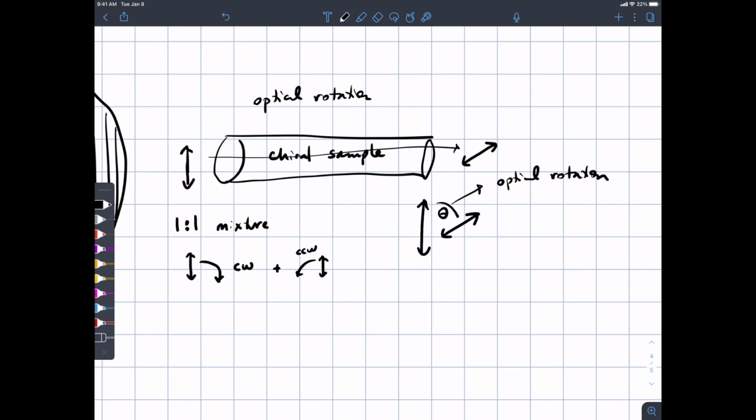Okay, and we call that angle, instead of calling it theta, we call it alpha, and we normalize it for path length and sample concentration, and we put it in brackets. So two enantiomers will rotate light by the exact same amount, but in opposite directions, because the physical basis for this is that the enantiomer interacts with one handedness of light differently than the other handedness of light.